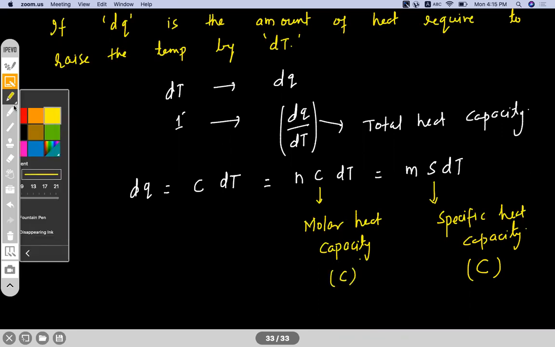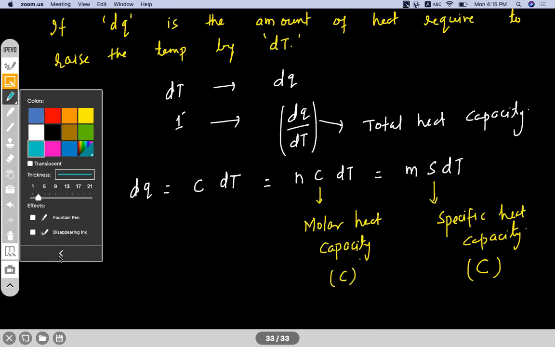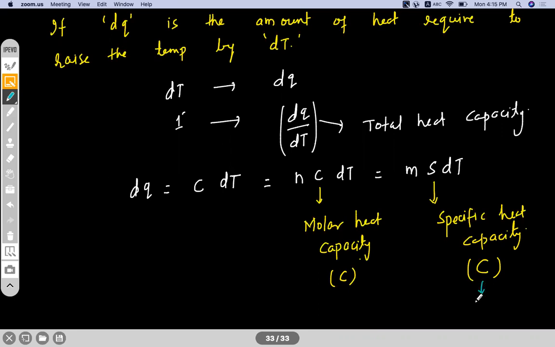I'll just write it down for your reference. This is capital and this is small. With this also we represent it. One question on this they have asked in the NEET exam. I'll tell you what the question actually was, but this is the formula we have. This becomes molar heat capacity and specific heat capacity.